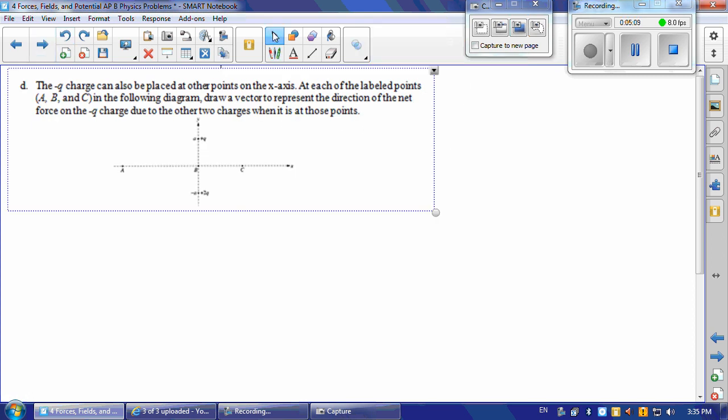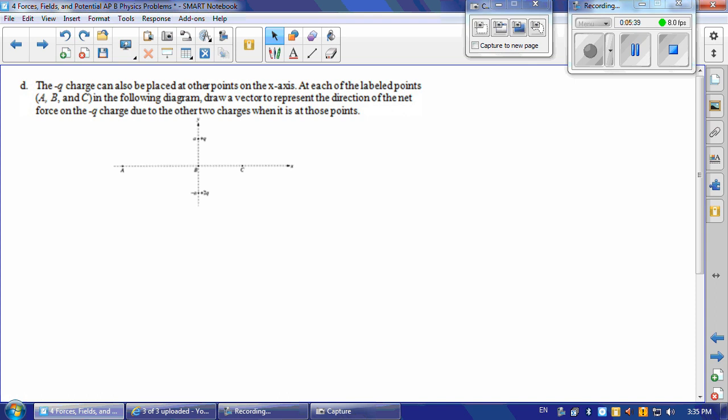All right, part D, the final part, gives you a graph. Now, these graphs can be good or they can be bad, but they're usually worth a considerable amount of points, so they're worth taking your time on. So D says the minus q charge can also be placed at other points on the x-axis. At each of the labeled points A, B, and C on the following diagram, draw a vector to represent the direction of the net force on the minus q charge due to the other two charges when it is at those points.